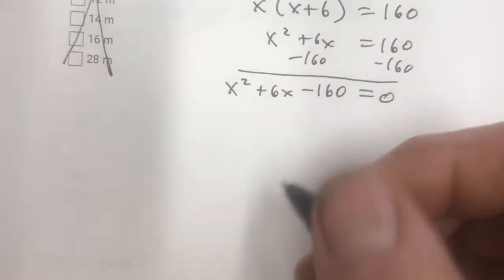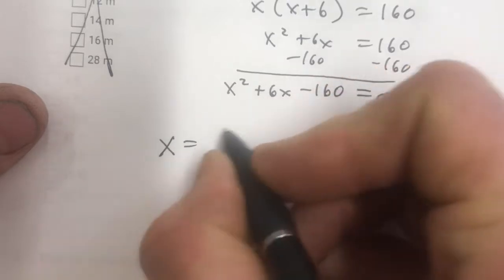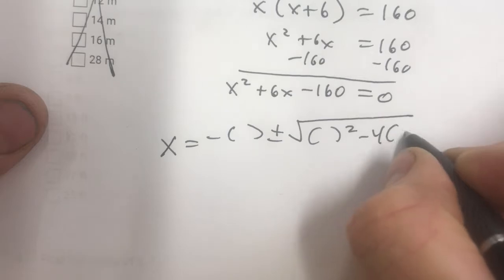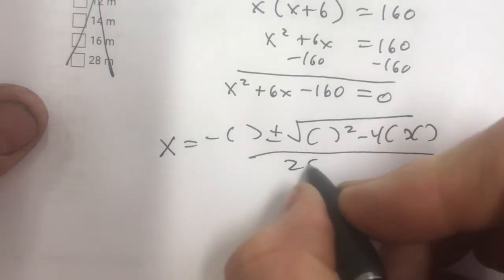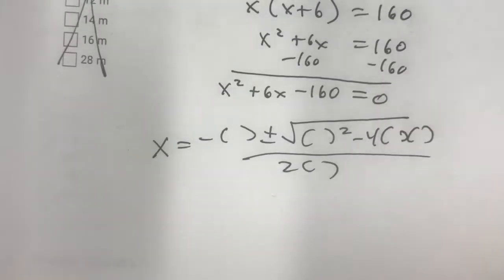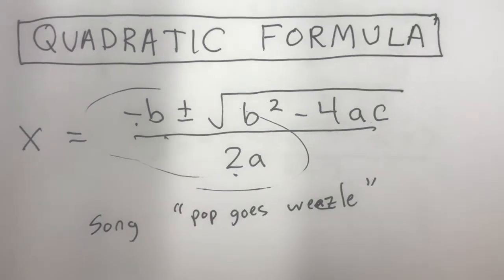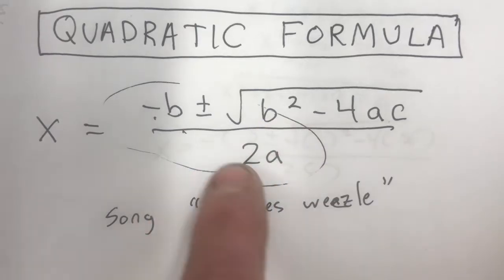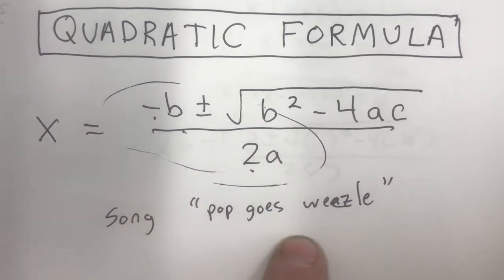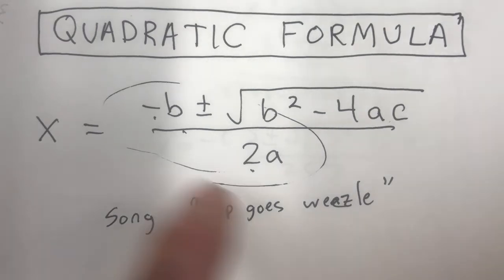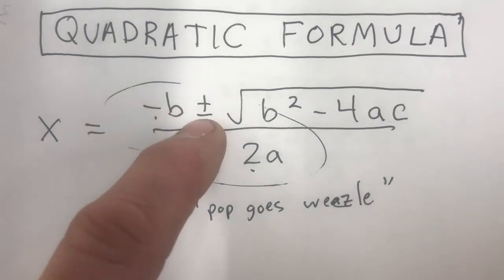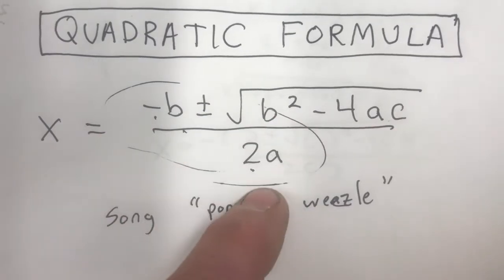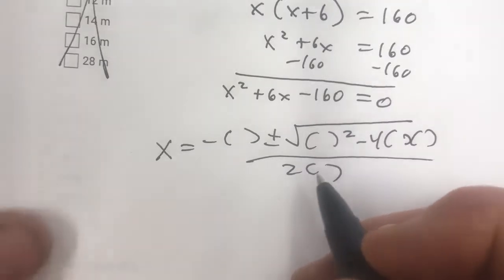All right, so I'm going to write down here: x equals negative b plus or minus the square root of b squared minus 4ac, all over 2a. I didn't show this on there, but this is the quadratic formula. And you can sing it to the Pop Goes the Weasel song. X equals negative b plus or minus the square root of b squared minus 4ac all over 2a. So that's what I have here.